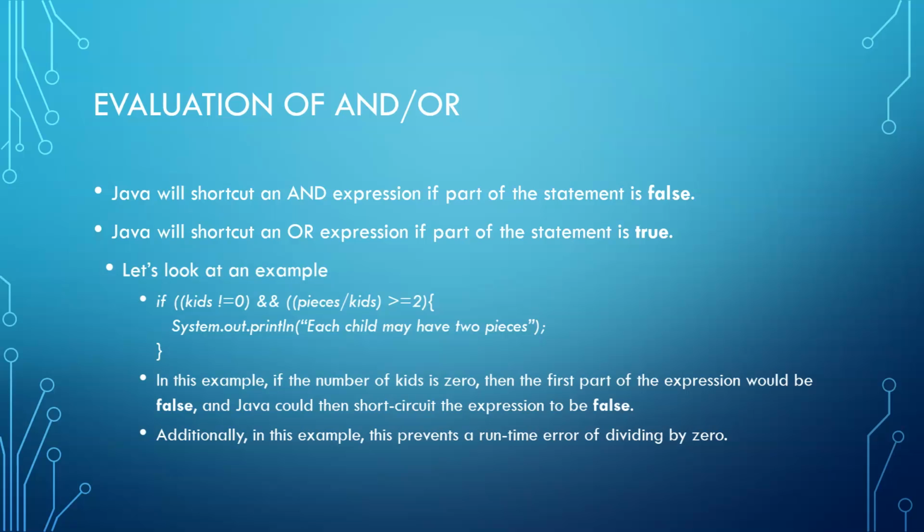And here's another example. If kids is not equal to 0 and pieces per kids is greater than or equal to 2, then an output line says each child may have 2 pieces. In this example, if the number of kids is 0, then the first evaluated expression would be false, and Java could short circuit the rest of the expression to be false. Additionally, this also prevents a runtime error of dividing by 0, because if you look at the other side, we have pieces divided by kids. So if you have 0 kids, you'd be dividing by 0, which would crash your program. So by short circuit evaluation, Java can look at this and say, hey, I don't have to worry about that other side simply because I already know the first side is false.